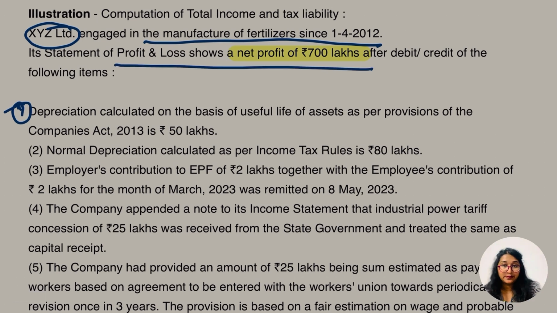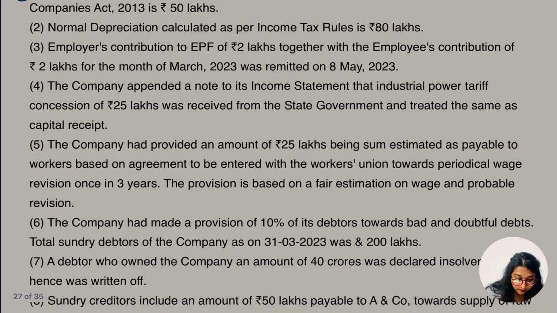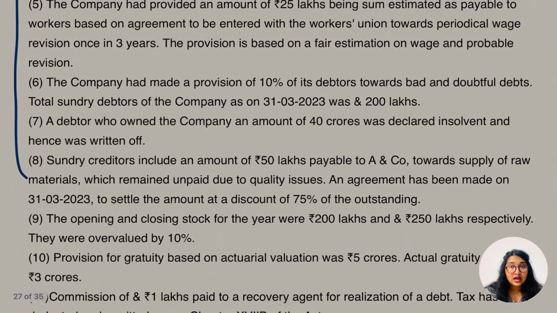Okay, the net profit of XYZ Limited is 700 lakh. In this net profit we have to add and deduct a few particular things, then we'll get the book profit. So after debiting and crediting of the following items, which means they have already debited these particular things which they have given us.